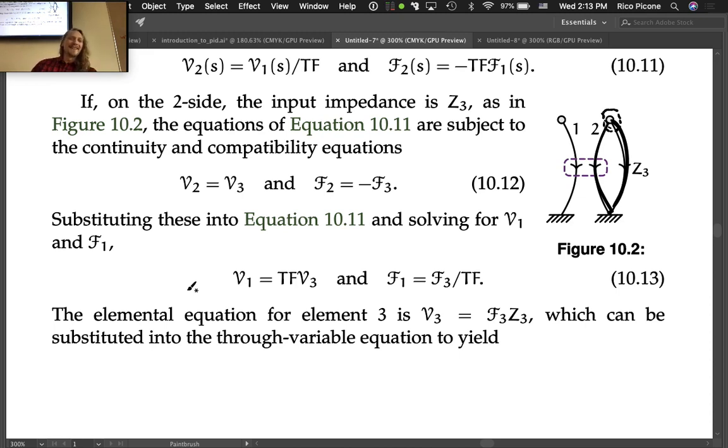I don't know. Substituting these into equation 10, 11, and solving for V1 and F1, we get this.